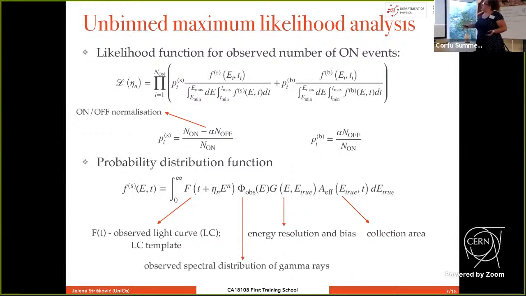And here we put everything that we know about our observation. So here in the end, we have collection area, energy resolution, bias, everything that we know about the telescope. This here is the observed spectral distribution of gamma rays. Namely, we heard that a modified photon dispersion relation can modify also the spectra. But here, when doing this analysis, we are presuming the Lorentz invariance scenario. So here we are not putting inside the LIV scenario, and here comes my other question.